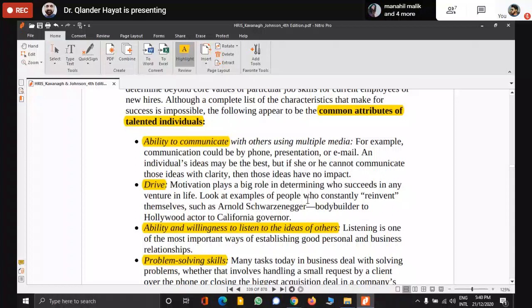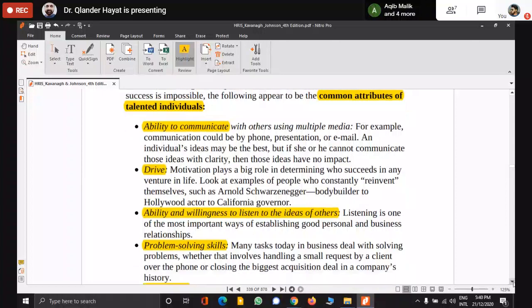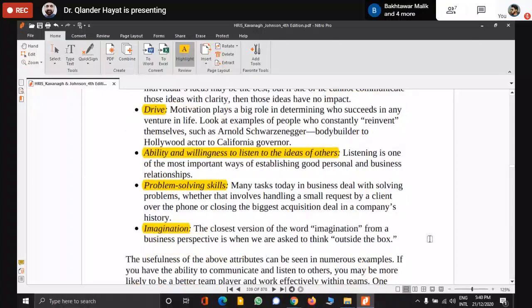The fourth common attribute of talented individuals is problem solving. If you are assigned many tasks in business and you have the ability to solve these tasks, then you are a talented employee. If you are familiar with certain problem solving techniques, and you have the ability to understand the problem solving techniques, then you are a talented employee.